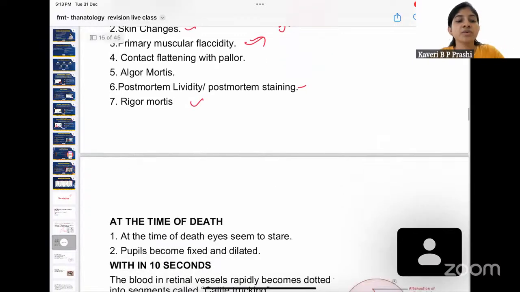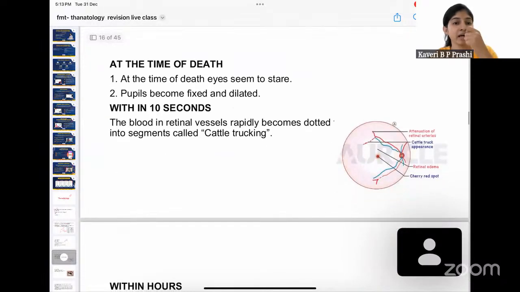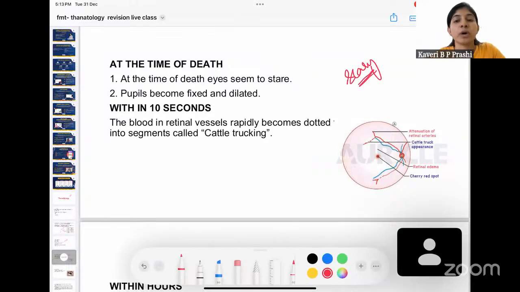Okay. So what happens at the time of death? The eye seems to stare. Whenever you look at the person who is dead, you get that staring appearance, which is a little scary appearance. Why do the person's eyes look scary? Because the pupils become fixed and they are also dilated.